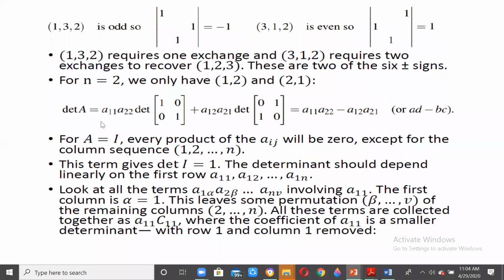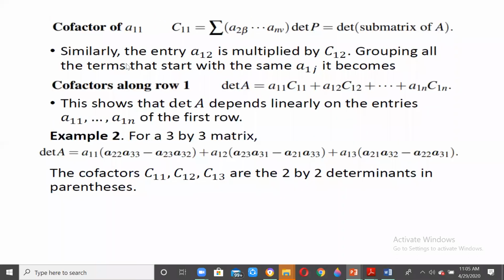And that's what is written over here, A11 and C11. So the cofactor of A11 is C11 equal to sigma. If you take any general n by n matrix, then it will be the summation of A2 beta, similarly A3 gamma, and so on till A1n, multiplied by the determinant of P. And the determinant of P, as I said, can be either plus or minus 1.